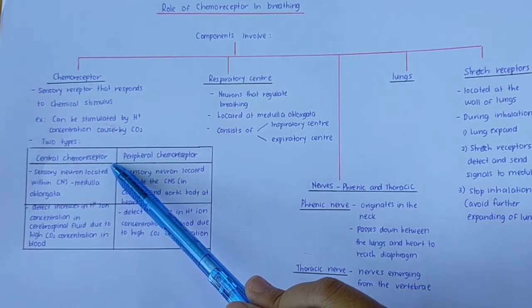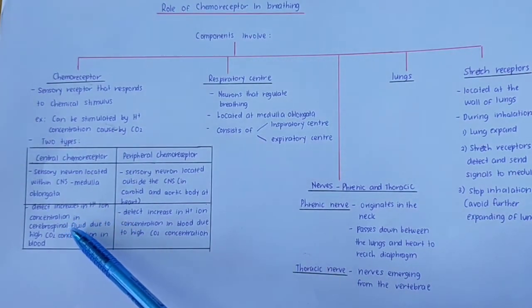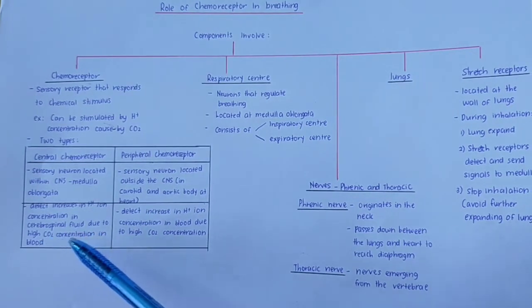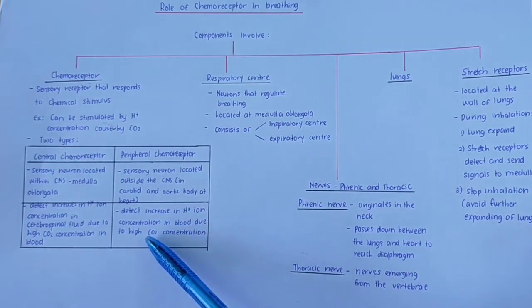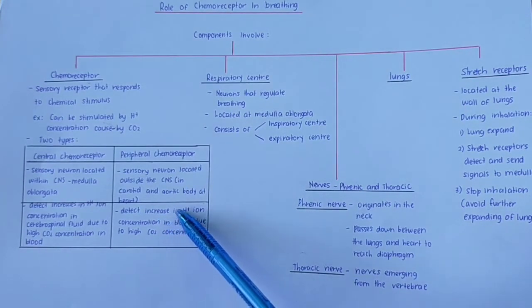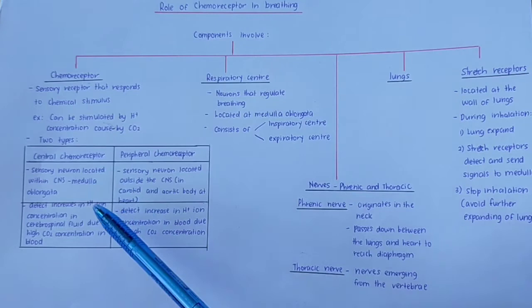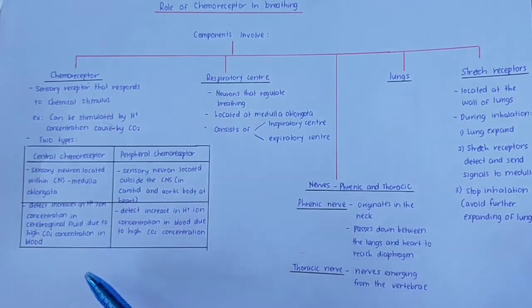For central chemoreceptor, it will detect an increase in hydrogen ion concentration in cerebrospinal fluid due to high carbon dioxide concentration in blood. But for peripheral chemoreceptor, it will detect an increase in hydrogen ion concentration in blood due to high carbon dioxide concentration. So the difference here is that peripheral chemoreceptor detects an increase in hydrogen ion concentration in blood, while central chemoreceptor detects the hydrogen ion concentration in cerebrospinal fluid.